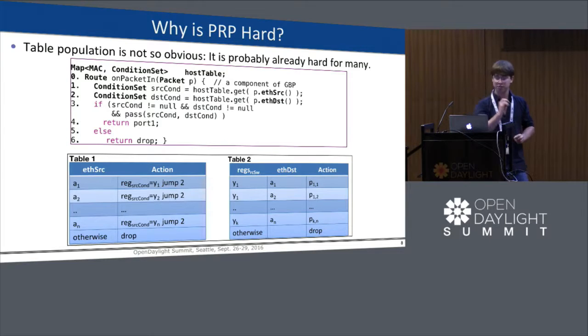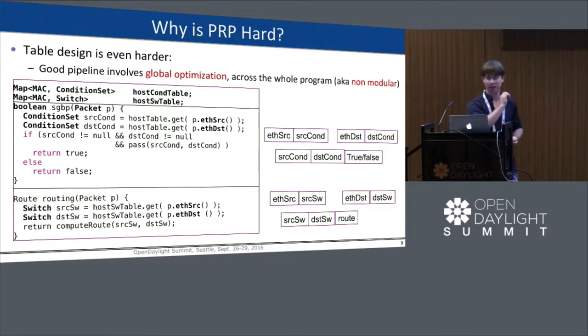So, why is this problem hard? Table population is not at all obvious. It's probably hard for many. Even if I was to give you the table layout, physically being able to look at every possible combination of each of the tables and physically implementing the lookup table, especially on hard and non-intuitive programs such as group-based policy, is very much non-trivial, to the extent that it may be unrealistic to expect the average programmer to implement such a design. Actually getting the table layout is even harder, since good pipeline design involves global optimization across the whole program.